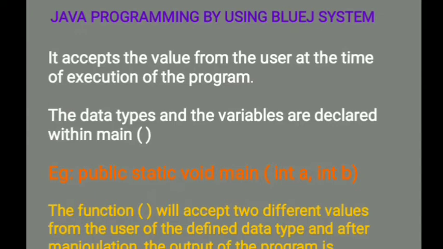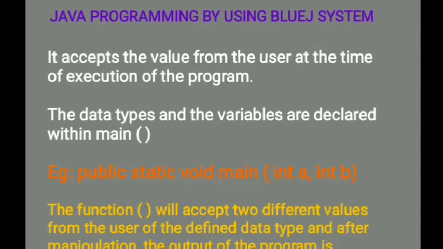The data types and the variables are declared within the main function. Example: public static void main. Now you see, before we used to write String args inside the method. Now what you will do is declare the variables inside these braces, int a and int b. The function will accept two different values from the user of the defined data type, and after manipulation, the output of the program is obtained on the screen.